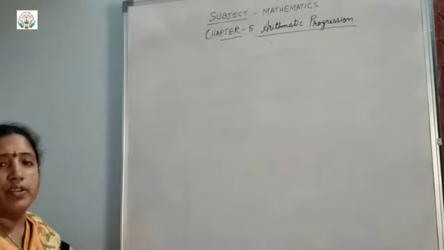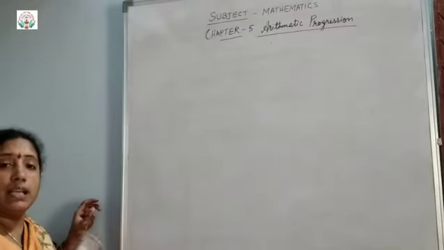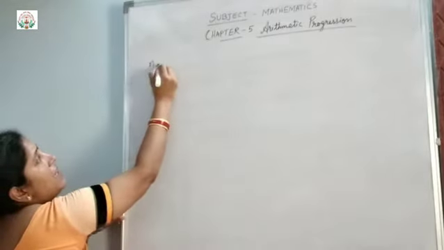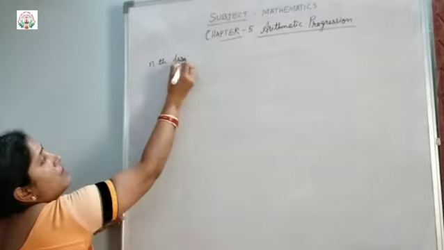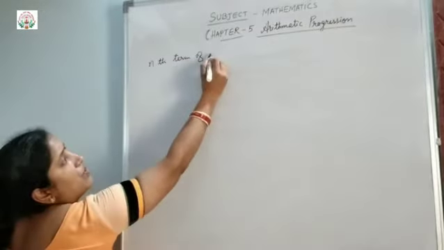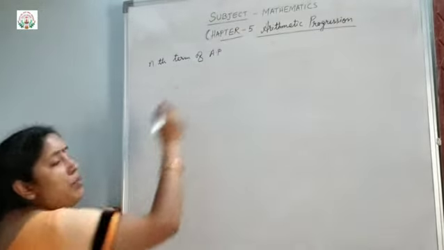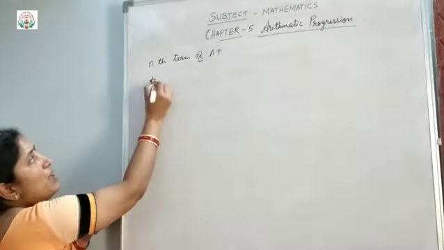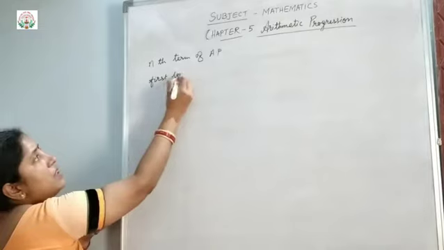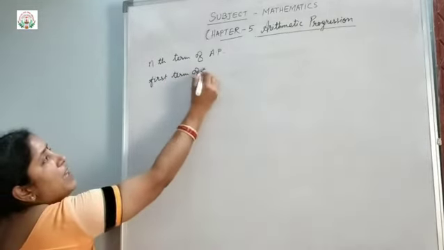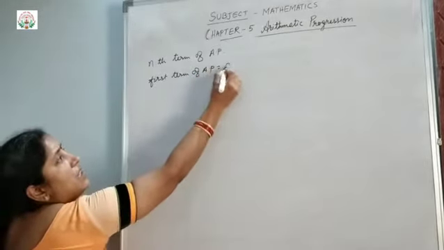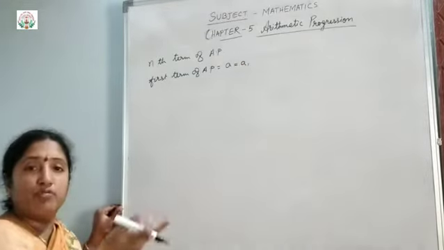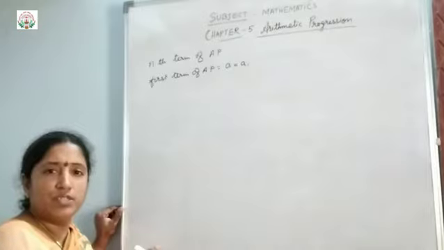Good morning children. Let us now see the nth term of arithmetic progression. That is the nth term of AP. Before that, we have seen in the previous class the first term of AP. The first term of AP is A, which is also known as A1 of the general form of AP series.